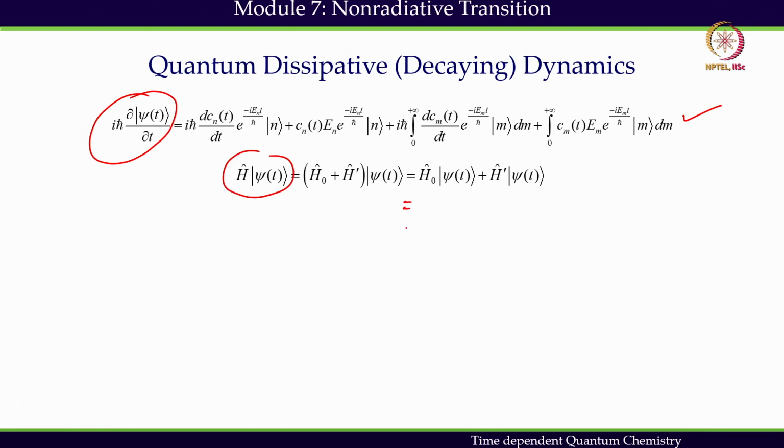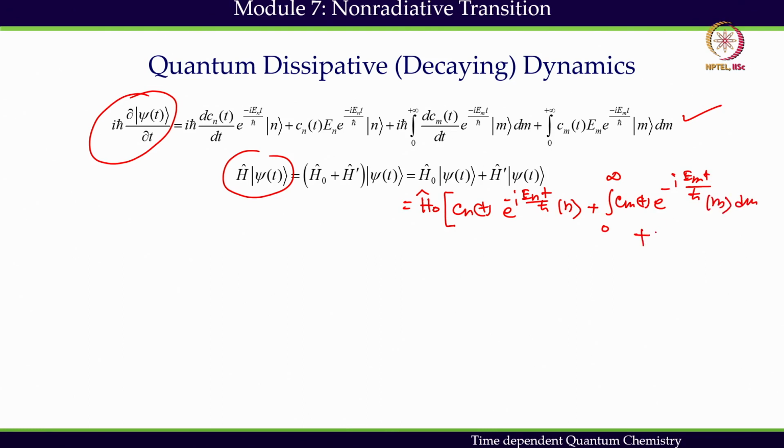I can explicitly write it down as H naught, then just insert the wave function. The wave function in this quantum decay dynamics we have used is e to the power minus i E_n t by h cut, n, plus the integral from 0 to infinity of C_m(t) e to the power minus i E_m t by h cut, m, dm, plus this part also. One can write it down.